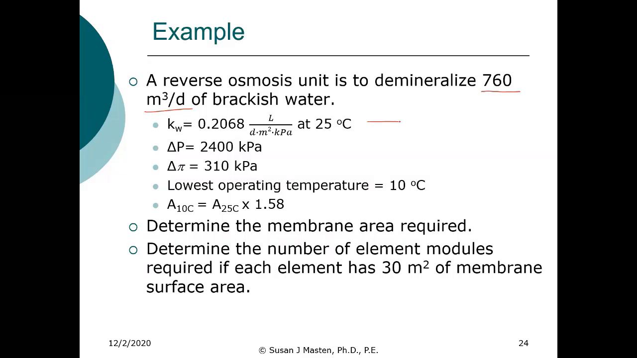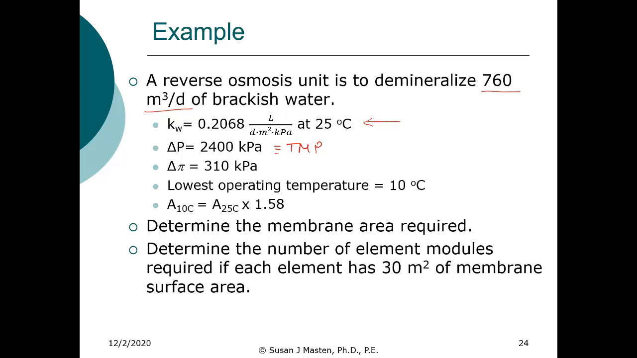That's our flow. Our water permeability through the membrane is roughly 0.21 liters per day per meter squared of membrane per kilopascal, and that's at 25 degrees C. The transmembrane pressure, so that is the pressure across the membrane, is 2,400 kilopascals. The difference between the osmotic pressure in the feed and the osmotic pressure in the product water is 310 kilopascals.